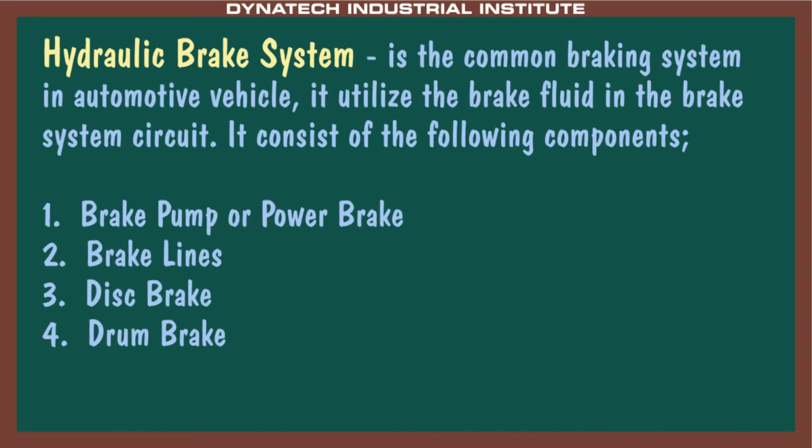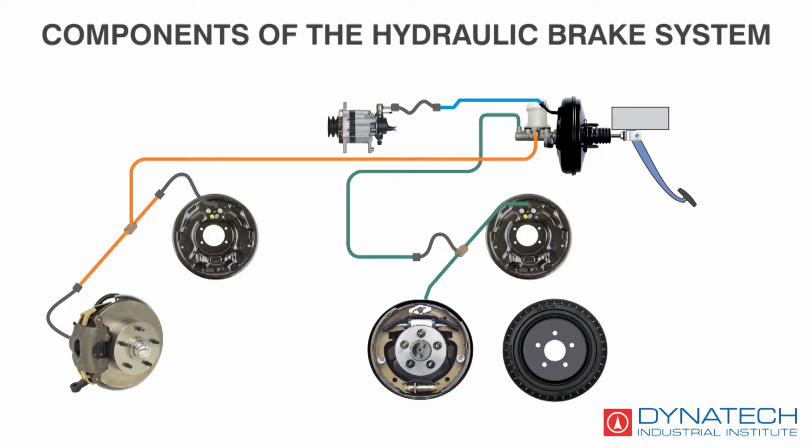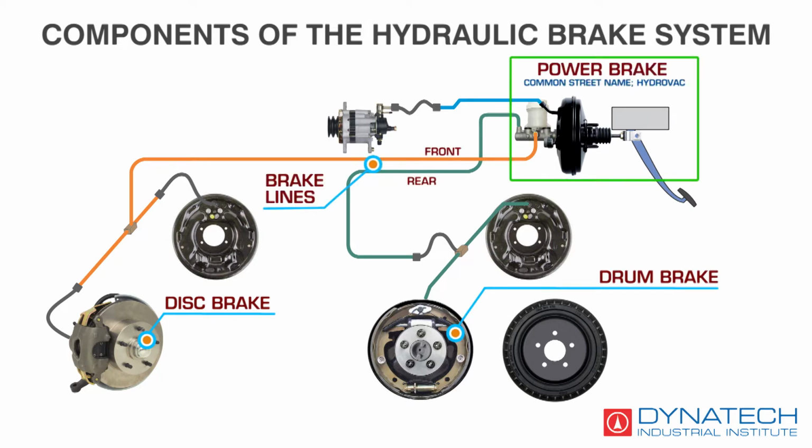Hydraulic brake system is the common braking system in automotive vehicles. It utilizes the brake fluid in the brake system circuit. It consists of the following components: 1, brake pump or power brake; 2, brake lines; 3, disc brake; and 4, the drum brake. The brake system is composed of the following components: disc brake, drum brake, brake lines, and the power brake, with the common street name Hydrovac.